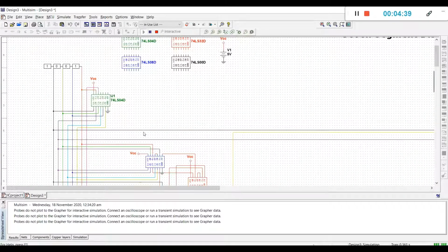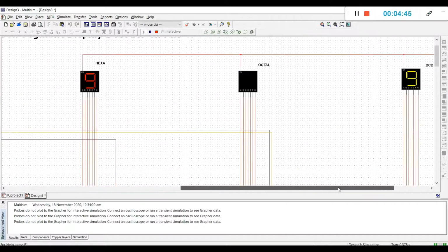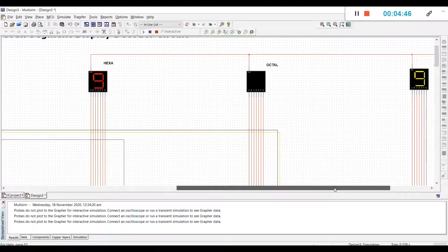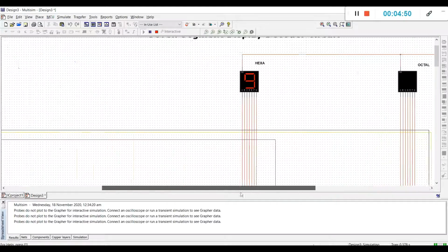Next input is 1, 0, 0, 1, which is equivalent to 9. So hexa will return 9, the octal will remain off, and the BCD will display 9.